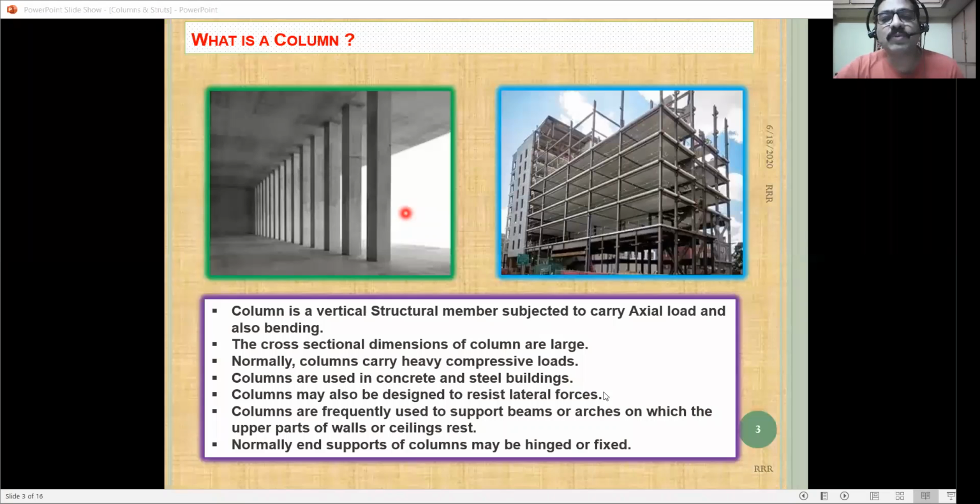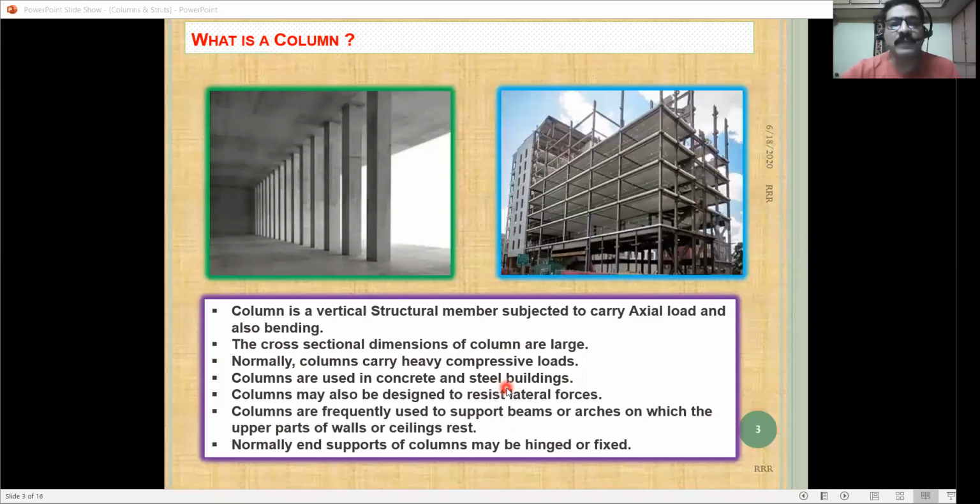Any member that can carry axial loads and bending, we call it a compression member or a column, whatever it may be. That's why I said both concrete and steel buildings use it. Next, there are also lateral forces. Please remember, a column has axial force, and also bending and lateral forces. Lateral forces means, suppose the column is like this, the lateral force is nothing but the shear force of the column. This is the longitudinal force and this is the shear force, right?